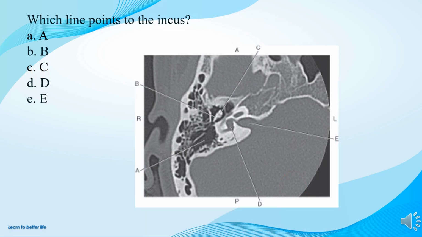Which line points to the incus? A, B, C, D, or E? The answer is B. The incus, also known as the anvil, is the middle of three small bones in the middle ear. The incus transmits vibrations from the malleus to the stapes. The vibrations then move to the inner ear. Conditions that affect the incus often affect the other ossicle bones.